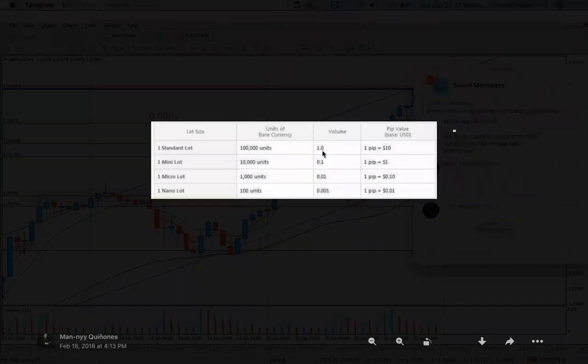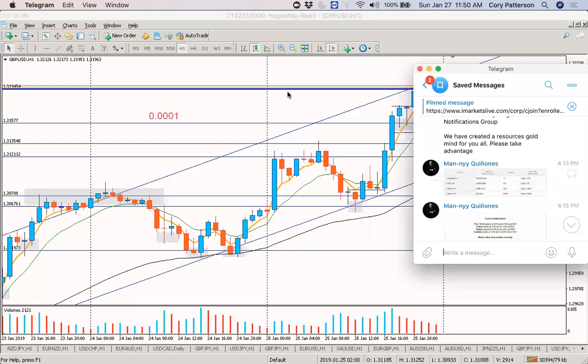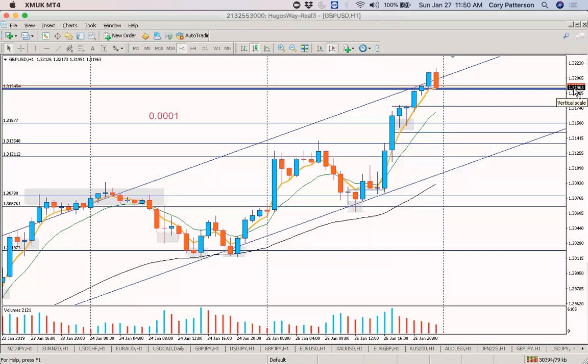And if I'm using 1.1, that's a standard lot size. Each time it moves 1 pip, I would get either 10 cents, or $1, or $10 based off of each one of those pips. So if this moves from 96 to 97, I would have just profited $10 with a standard lot. If I was using a micro lot, then I'm getting 10 cents per pip.